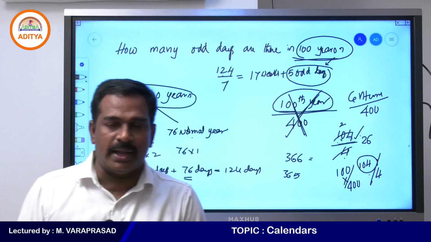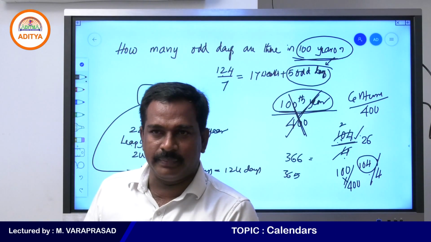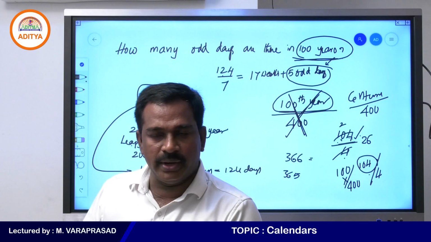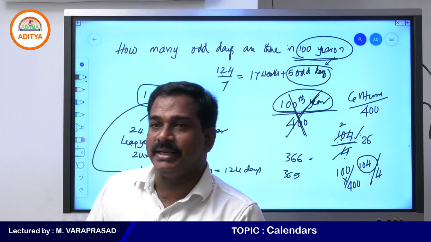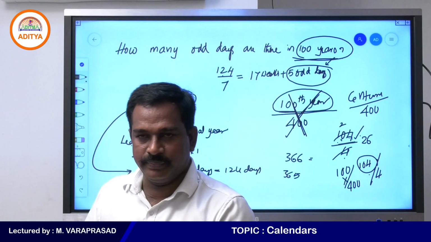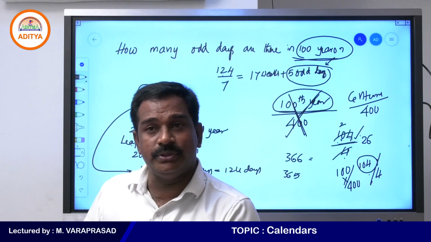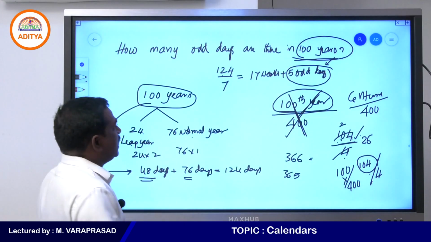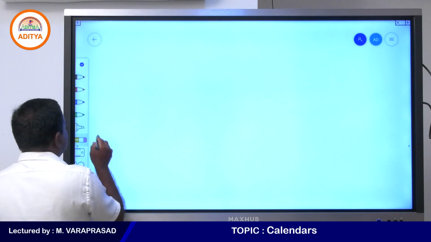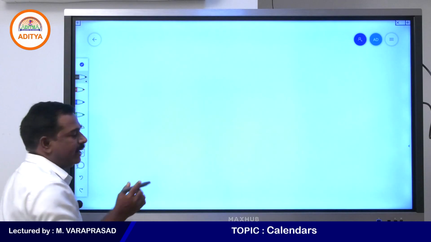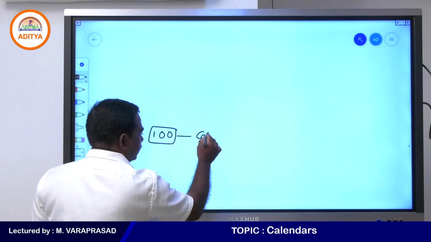Any doubt? If it is 100, to find out whether it is a leap year, it's a century year, so you need to divide by 400. 104 is a general year, not a century year, so it should be divisible by 4. Yes my students, 100 years contains 5 odd days. Somebody is asking continuously one doubt.